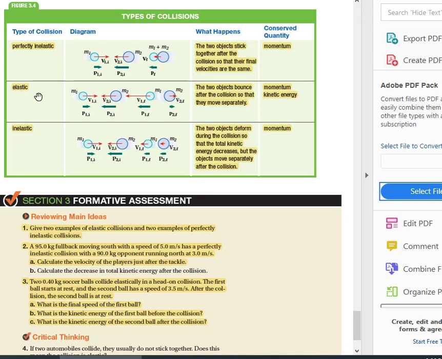In the second one, you have the elastic collision. The objects collide and then they bounce away from each other. You can read here, as I said, momentum and kinetic energy are conserved. Now, those are the first and the second collisions. They are considered to be the two extremes.